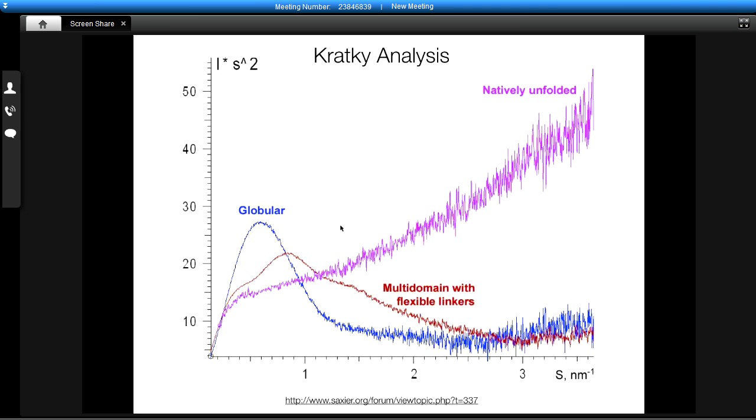If you have a folded molecule, but it's flexible, with multiple domains and flexible linkers, you might see something more akin to this red curve here, where you've got some shoulders on your curve, but it still decays down to zero, suggesting that it's folded. So that's how you can get qualitative information about flexibility within your system.